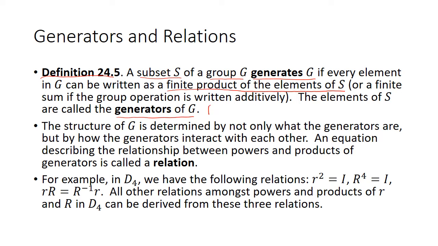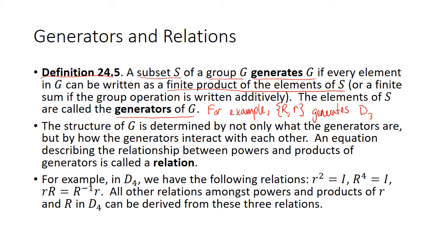So for example, that set of capital R, the counterclockwise rotation, and little r, the flip over the vertical line, that generates D3, the group of symmetries of the triangle.